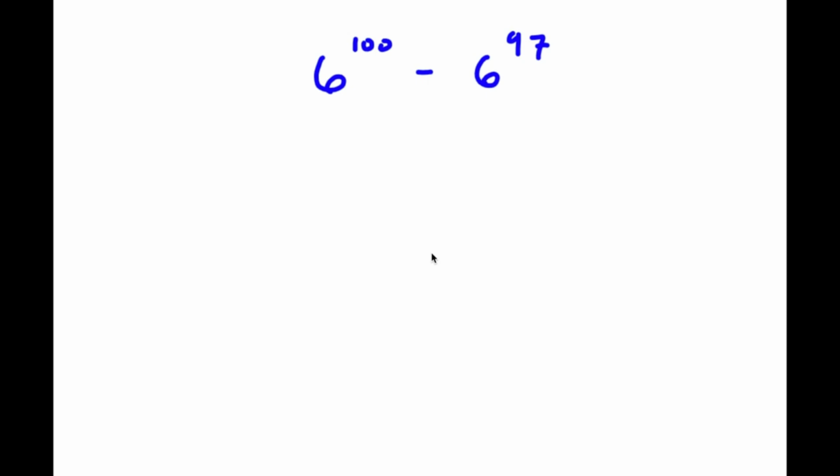Alright, so in this problem, I have 6 to the power of 100 minus 6 to the power of 97. So, now the first thing I'm going to do is I'm going to rewrite 100 here as 97 plus 3. So now I have 6 to the power of 97 plus 3 minus 6 to the power of 97.